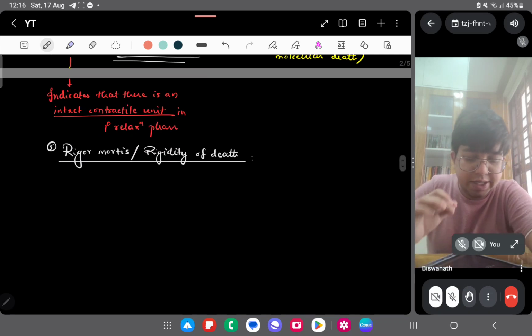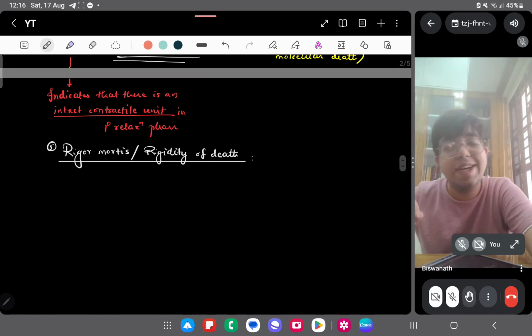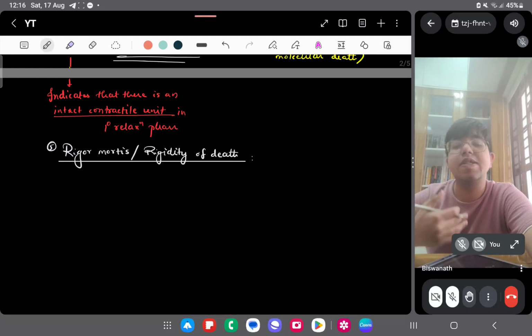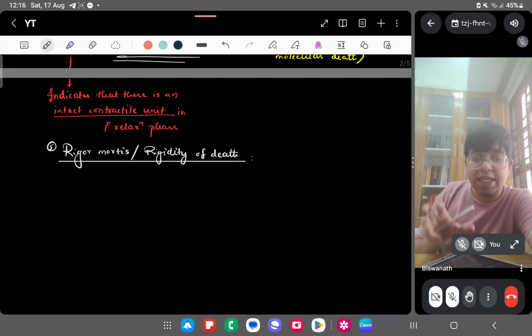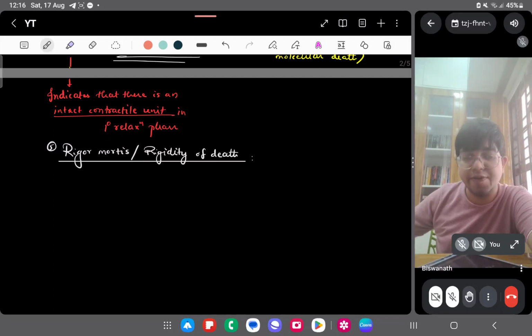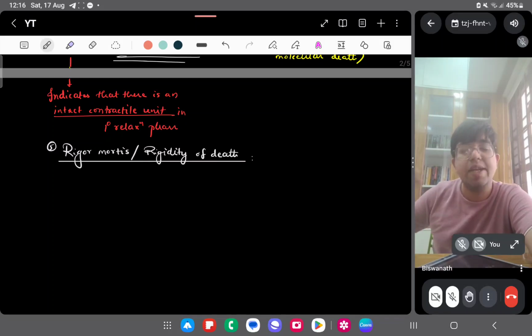Rigor mortis, or the rigidity of death. The development of rigor mortis is basically a gradual phenomenon. It appears in 12 hours, it stays for 12 hours, and it disappears in another 12 hours.